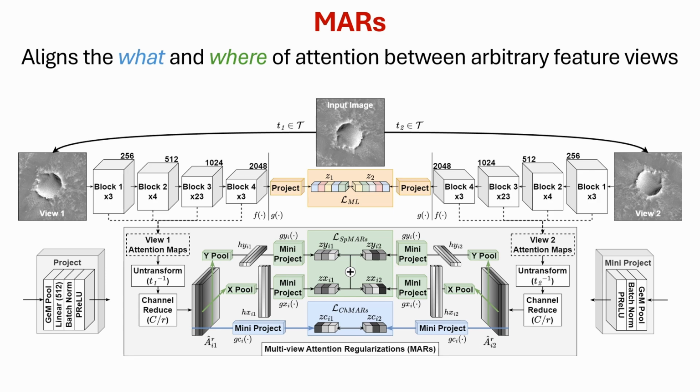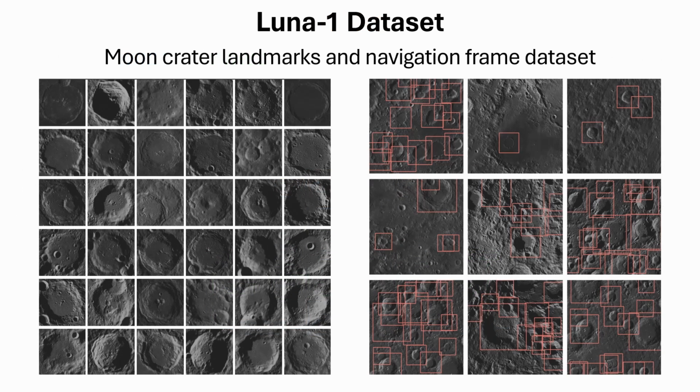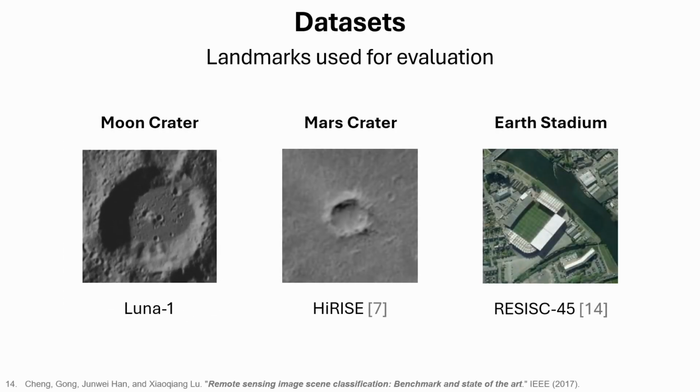For evaluation, there are very few space imaging datasets at the time of presentation, and only one of patch-based landmarks. To better serve the research community on this difficult task, we introduced a Luna 1 dataset consisting of 5,000 lunar crater landmarks and 2,000 emulated navigation frames from real-world NASA data products. We leverage moon craters from Luna 1, as well as Mars craters and Earth stadium landmarks for experimentation.